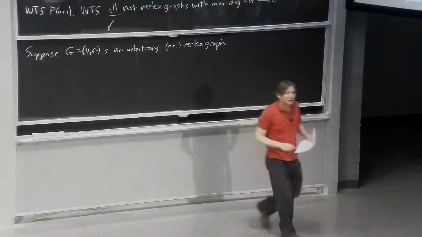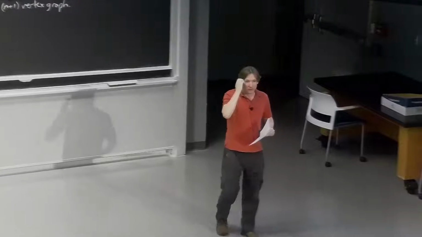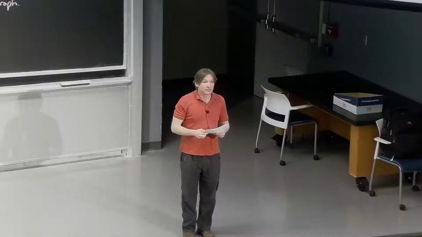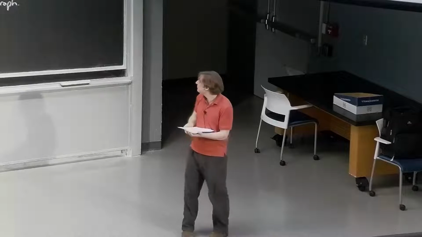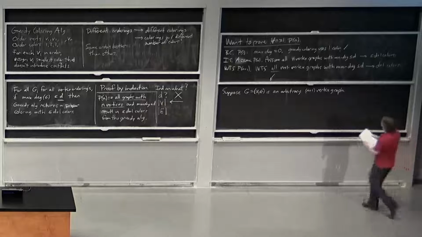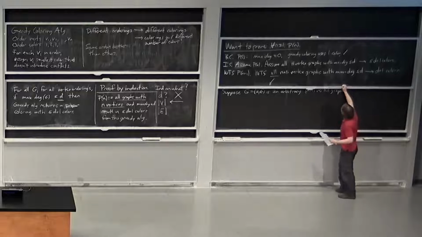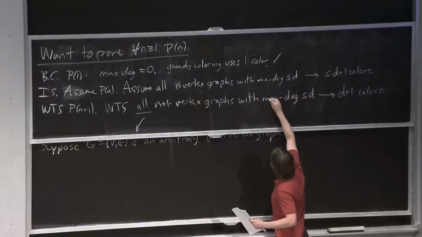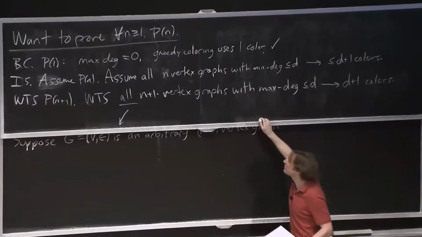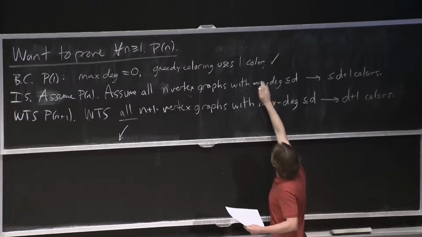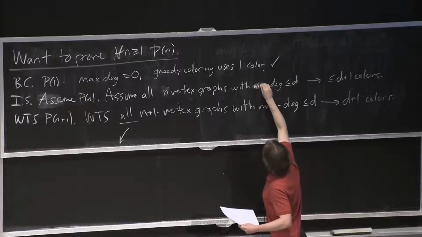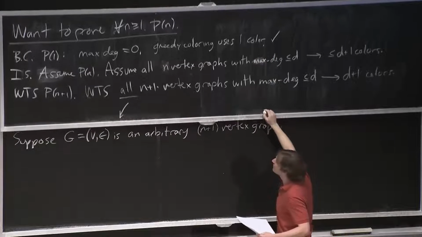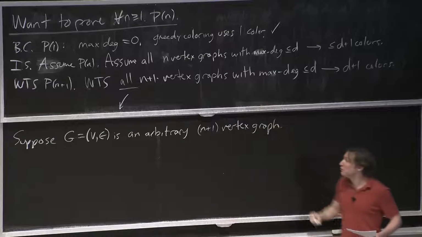Yes? For writing out the meanings of P of n and P of n plus 1, did you mean to say max degree instead of min degree? Absolutely. I meant to say max degree instead of min degree. That is a typo. Thank you so much. I guess it's a righto because I'm not typing. For both, yes. Thank you. Whew, thank you for catching that.